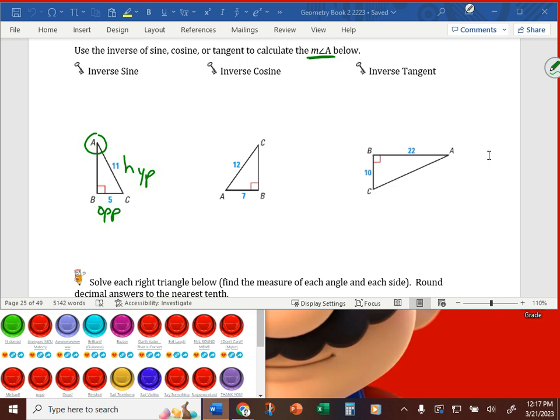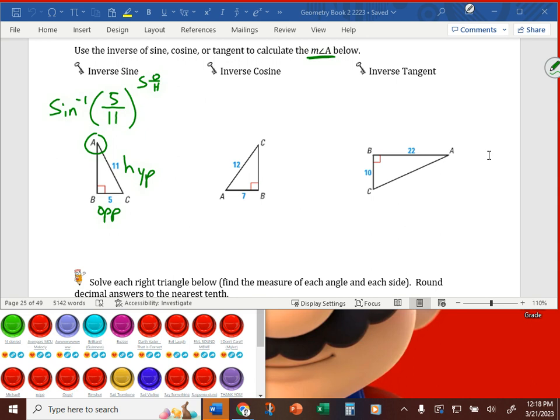So to solve for angle A in your calculator, because sine, as we know, is still opposite over hypotenuse, we'll use the inverse of sine. Go ahead and press the second function and the sine button, and it'll give you the sine to the negative first. The opposite side is 5. The hypotenuse is 11. Close your parentheses.